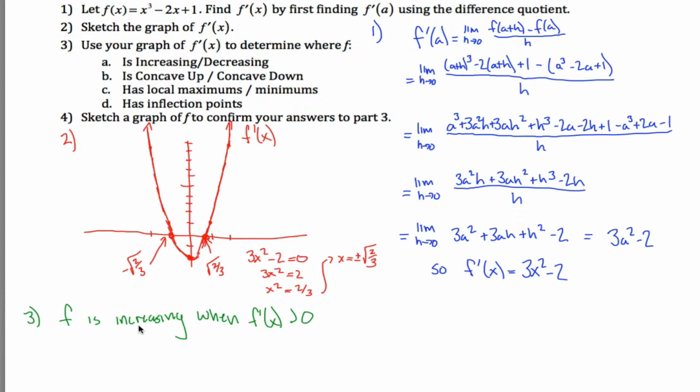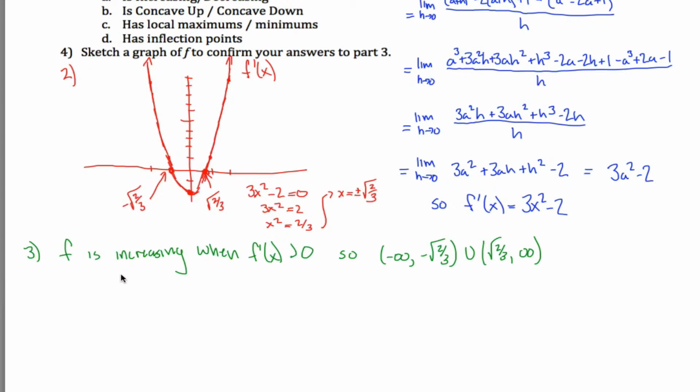And now that I have those points labeled, it's easier for me to point out when my function is increasing, because my function is increasing when my derivative is positive, and my derivative is positive as long as I'm less than this point or greater than this point. So that happens from negative infinity all the way up to the negative of the square root of 2/3, and then again from the square root of 2/3 all the way up to positive infinity.